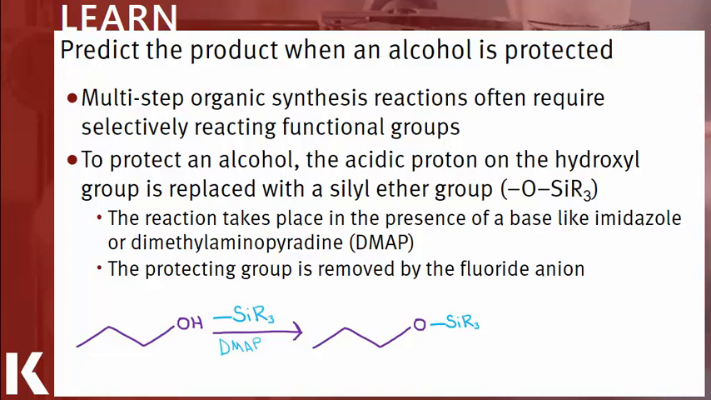And to remove this molecular cover, a fluoride anion will cleave the bond between the oxygen and silicon without affecting any other part of the molecule. So we're left with exactly what we started with, a propanol.